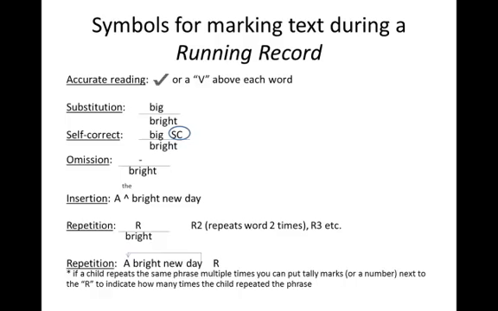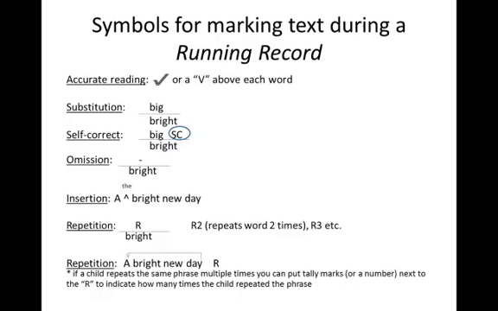Repetition is an R over the word. For instance, say the student said bright. They repeated the word bright. Then we'd put an R. If they repeated it twice, bright, bright, you could put an R2, or you could put 2 little tally marks. R3 if they repeated it 3 times, etc.